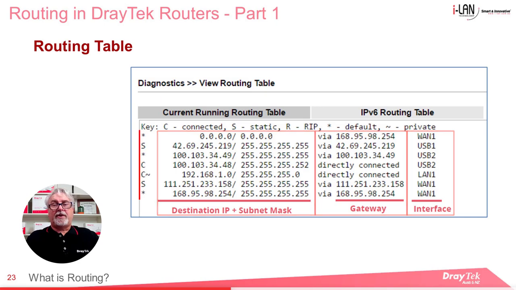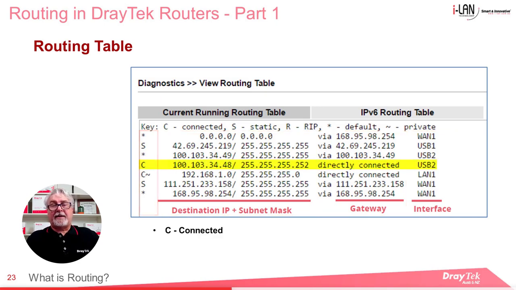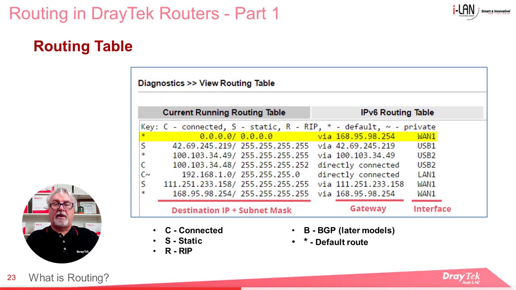The first column shows the type of route. C means connected. The WAN interface is directly connected to this IP address. S is for static, which is the route entry manually entered in the LAN static route setup menu. R means it's a route learned using RIP. B indicates BGP. You'll find BGP supported in the later model routers like the Vigor 2865, 2927, 2962, and 3910. The asterisk sign is the default route, which is the default path to a destination if no other routes exist. And finally, the tilde sign means it's a private route.